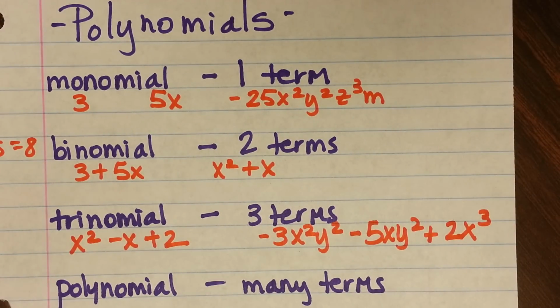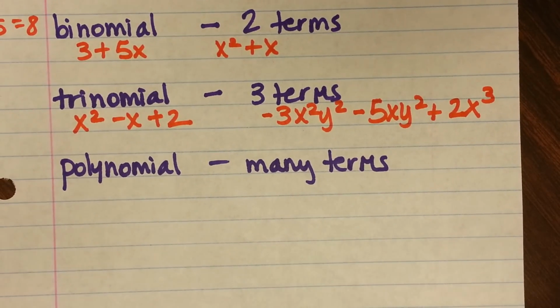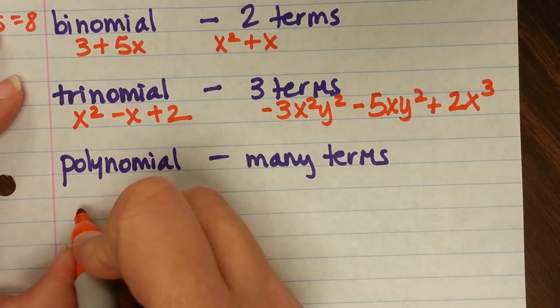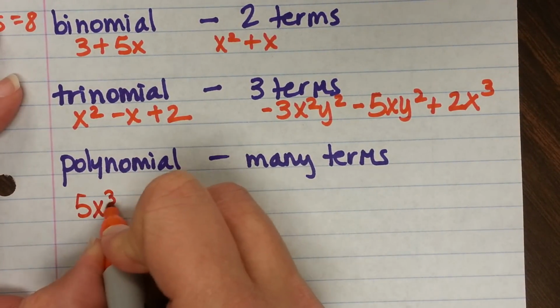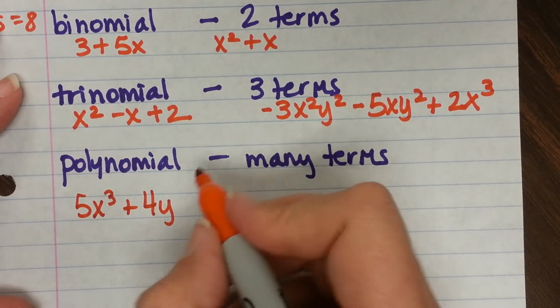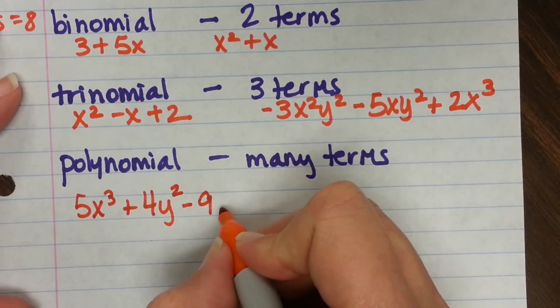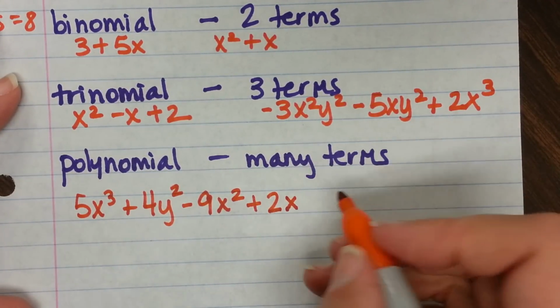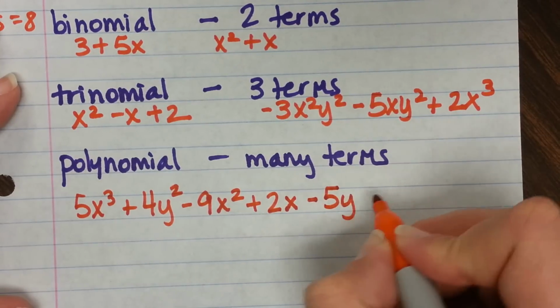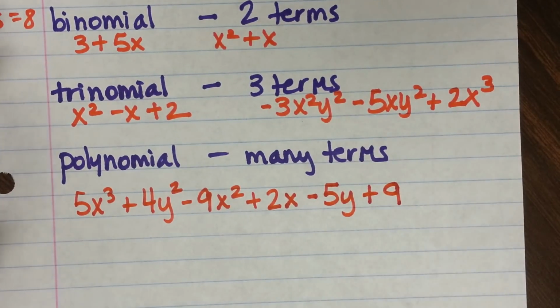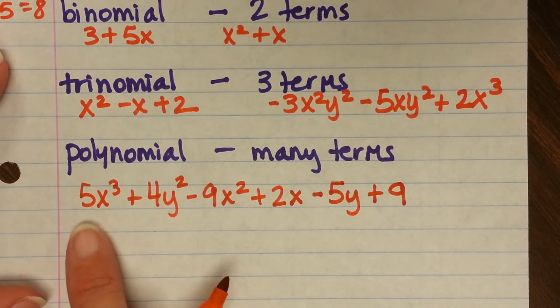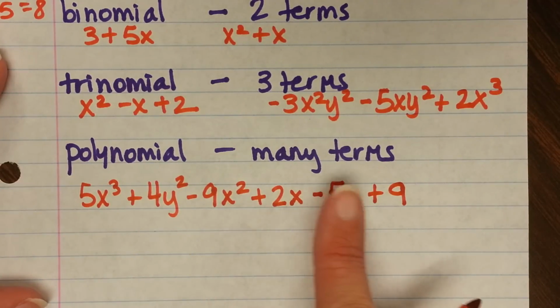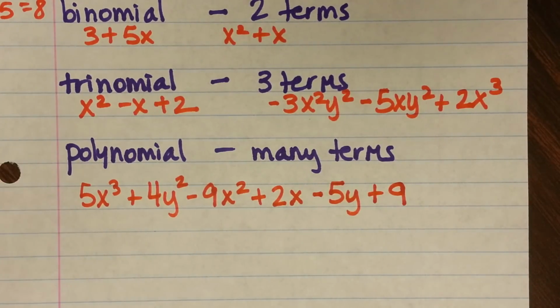Say I wanted to give an example of a polynomial. This would be maybe anything over 3. It could have 5, it could have 7, it could have 15 different terms in it. We'll just pick some. Maybe I have 5x to the third plus 4y to the second minus 9x to the second plus 2x minus 5y plus 9. Something like that would be considered a polynomial. Notice this one has 1, 2, 3, 4, 5, 6 terms. So it has many terms in it.